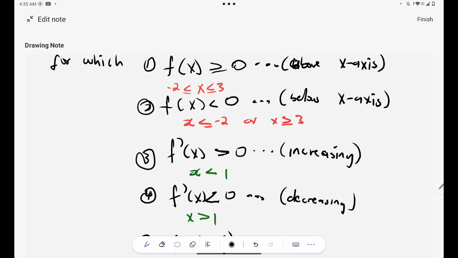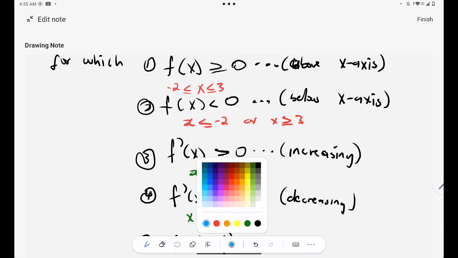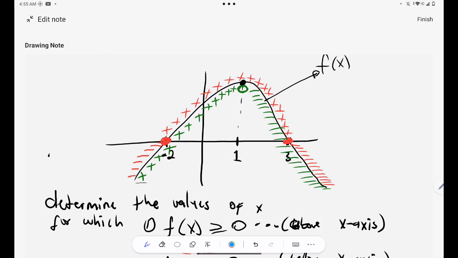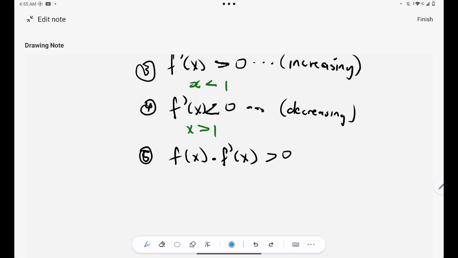Are you together? Where do I see the same sign on my graph? I'll indicate that in blue. Here and here. My two graphs have the same sign. Are you together? And then here as well. Both the graph and the derivative have the same sign. Does it make sense? So whenever I write my answer, I'll simply say this thing is true whenever x is between -2 and 1, or whenever x is greater than 3.